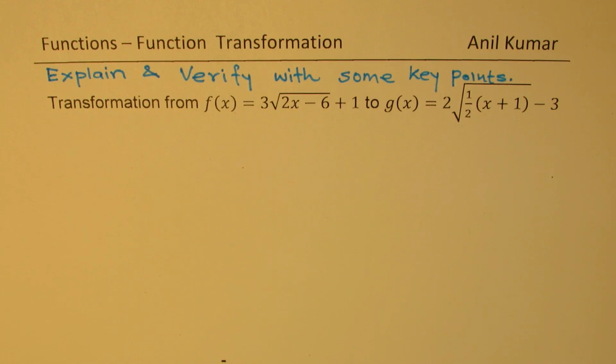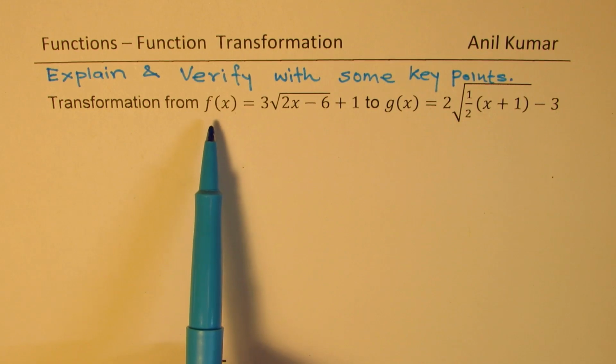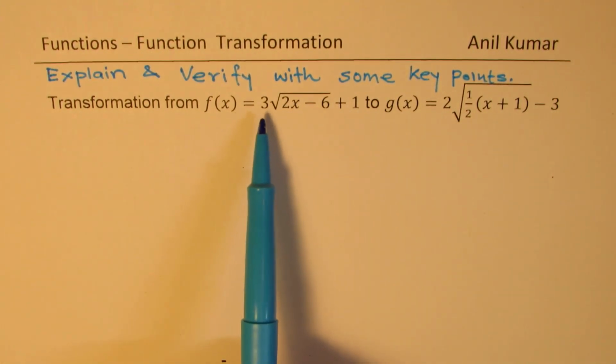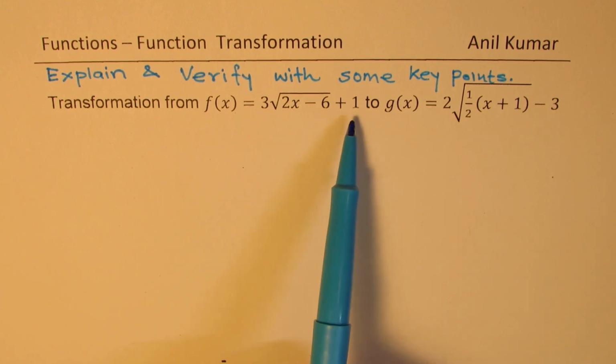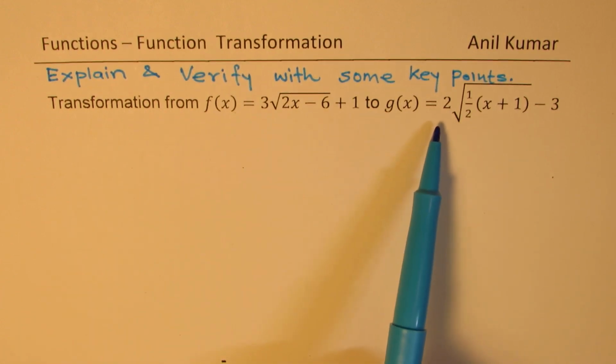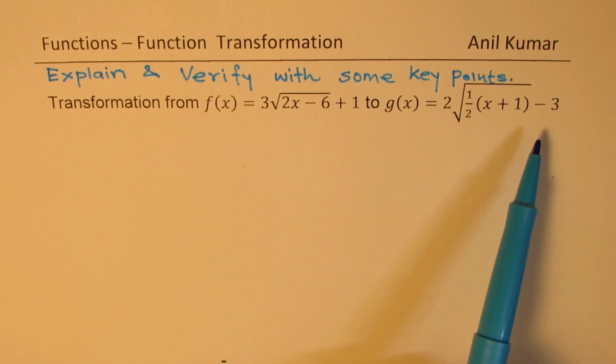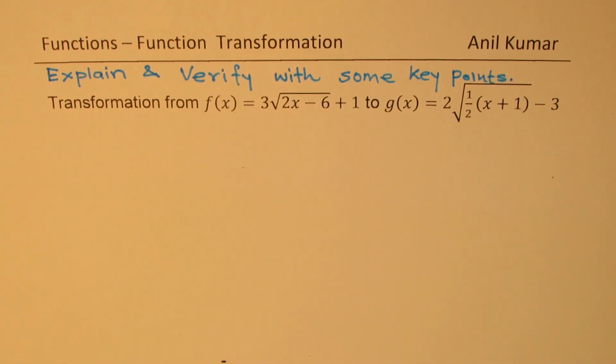I am sharing with you a very interesting example based on transformations. You need to explain and verify with some key points the transformation from the function f of x to g of x, where f of x is 3 square root of 2x minus 6, plus 1, and g of x is 2 square root of 1 over 2 x plus 1, minus 3. You can always pause the video, answer the question, and then look into my suggestions.